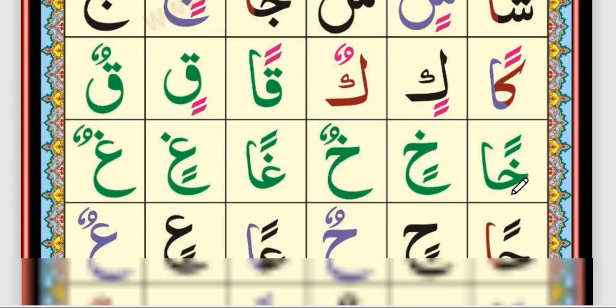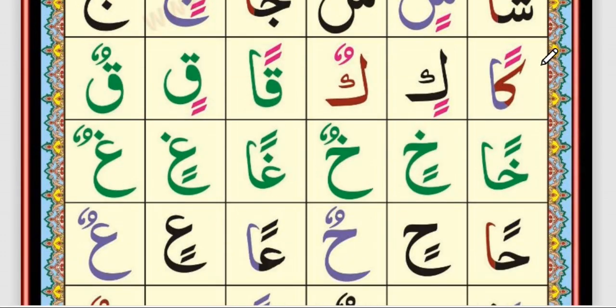Come to the next, and this is Kaf. Kaf, two zabar, kan. Kaf, two zer, kin. Kaf, two pesh, kun. Kan, kin, kun. This is Qaf with a thick voice. Qaf, two zabar, qan. Qaf, two zer, qin. Qaf, two pesh, qun. Qan, qin, qun. So this kaf is a soft kaf, and this qaf is a thick voice qaf.